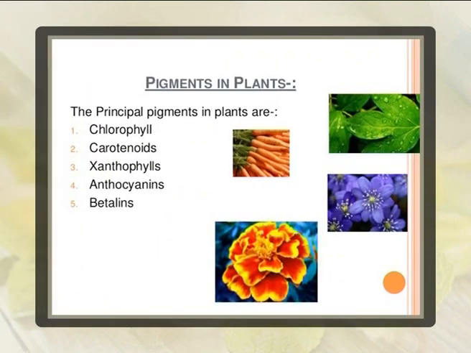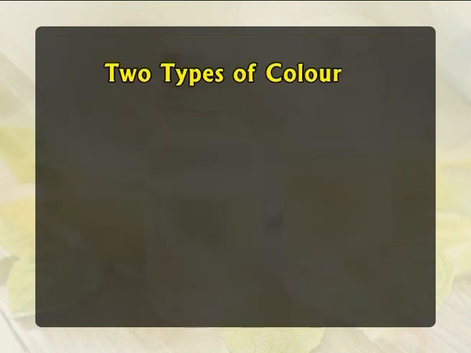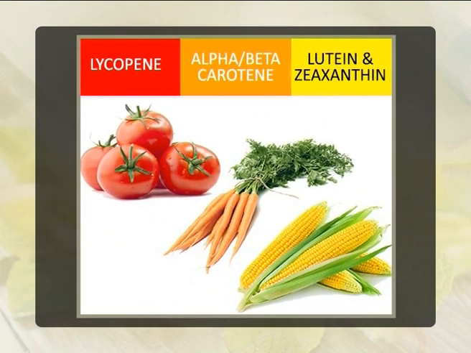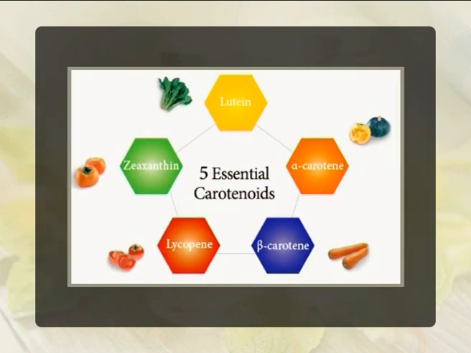The colored pigments of plants help to attract pollinators and seed dispersers. The colored pigments are of two types, that is carotenoids and flavonoids. Carotenoids are yellow, orange and red terpenoid compounds. Carotenoids also serve as accessory pigments in photosynthesis.